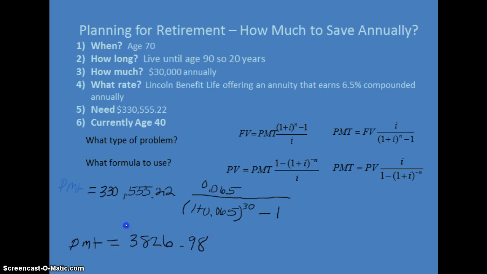So as long as we pay in this much each year for the next 30 years, we will meet our goal and have this $330,555.22 at retirement. And then from that moment on, this will be depleted by paying out $30,000 per year. And that's all based on this idea that we would be retired for 20 years.